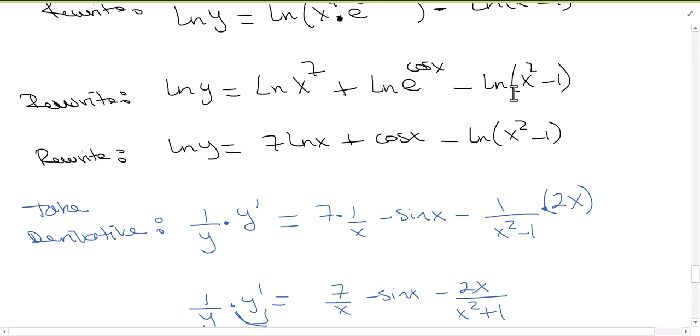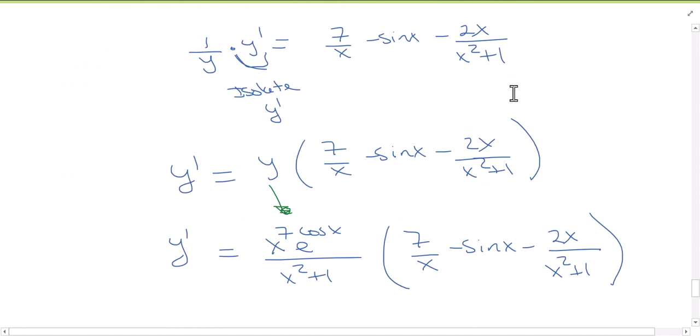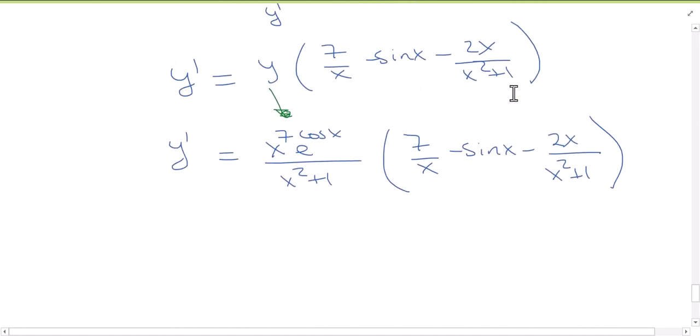Apply the log to both sides. The logarithm is a function, right? So apply the logarithm to both sides and then take the derivative.